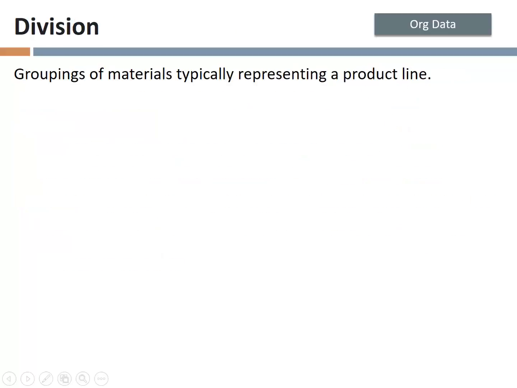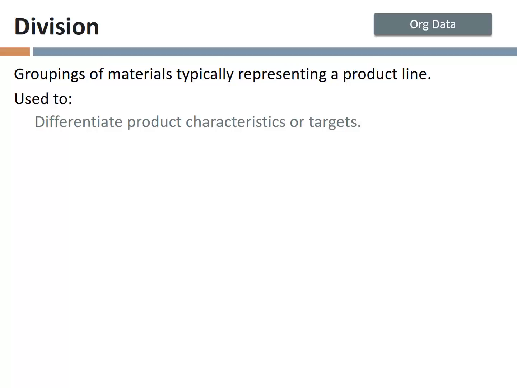Okay, rolling right along. Division. A division gives us a way to group up our materials and organize them, once again, for sake of keeping track of things. And we will typically do this thinking in terms of product lines. So we take products that have some kind of relationship with one another, and we organize them into divisions.